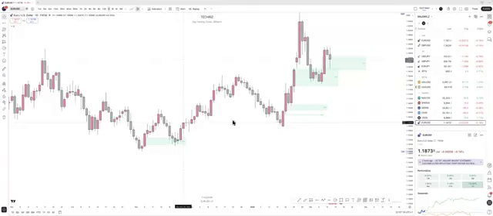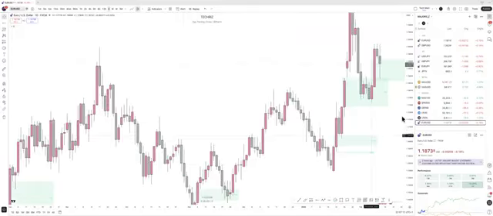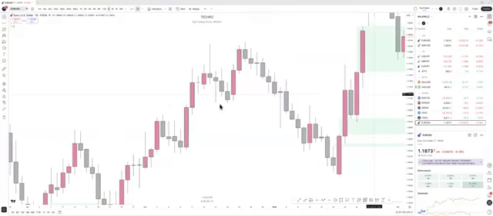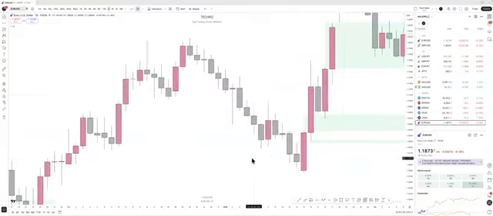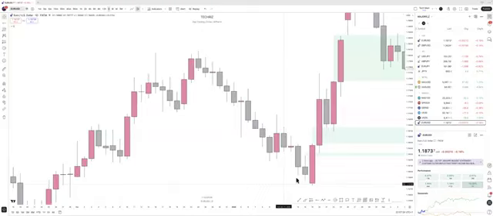FXCM has by far the worst chart. So sorry. Sorry, if you start to see lots of gaps.